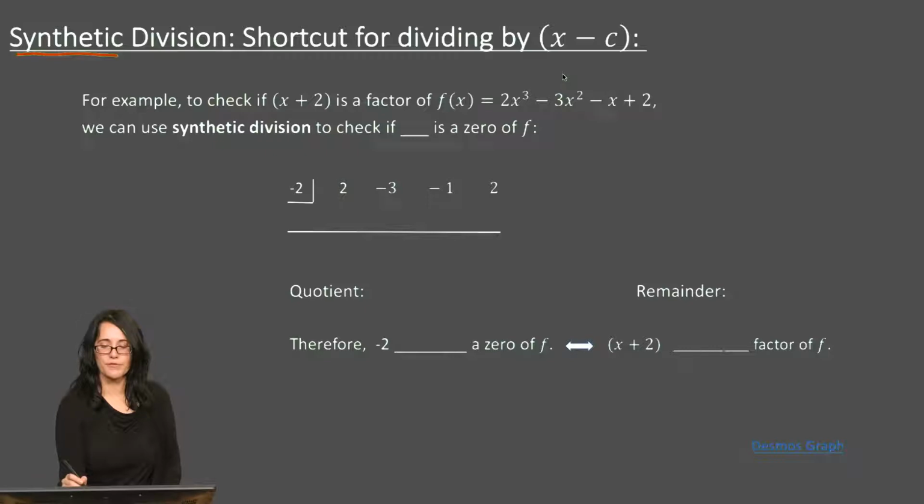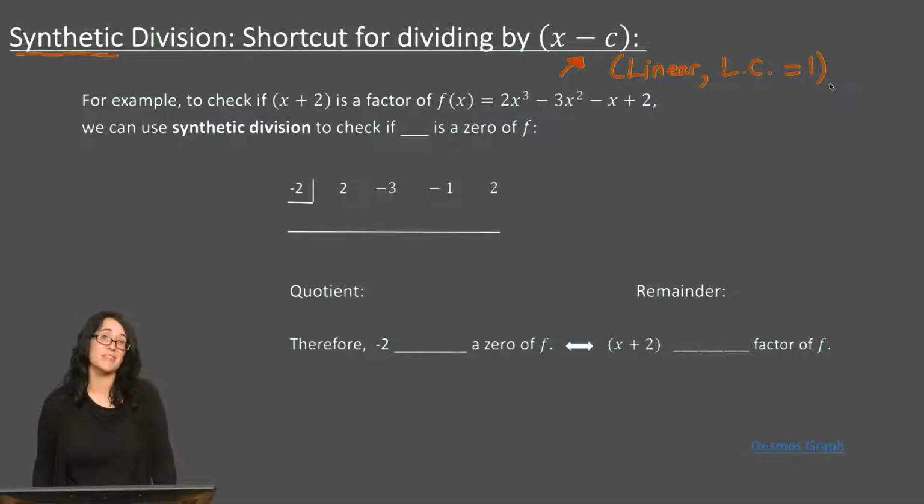It only works if we're trying to check if x minus c is a factor. So notice that has to be linear, that we're checking a linear factor, and it has to have a leading coefficient which is equal to 1. So if we had something like 2x plus 4, that wouldn't work for synthetic division, but it would work if it was just x plus 4. Okay. So what are we doing here?